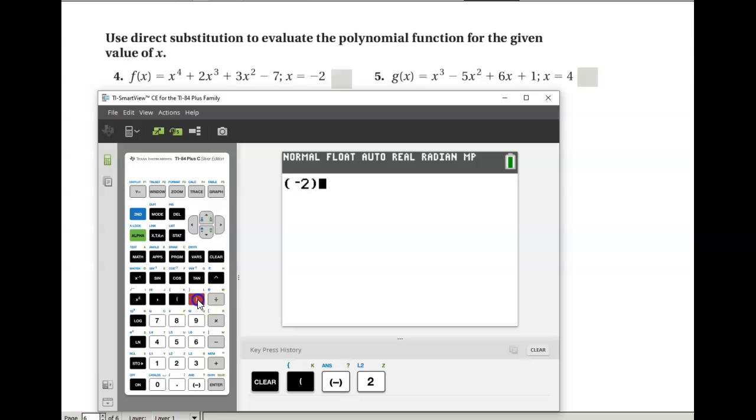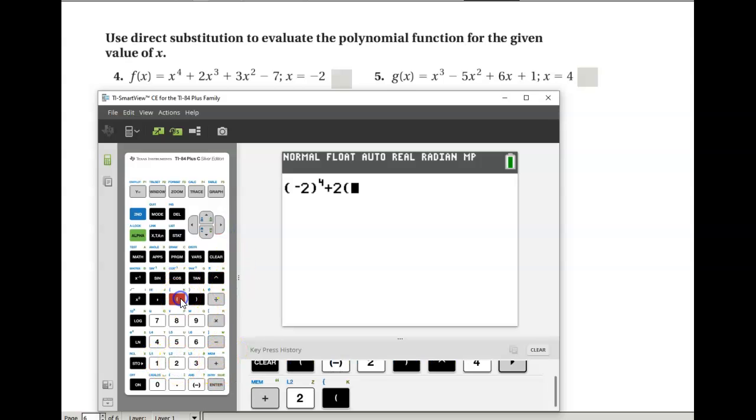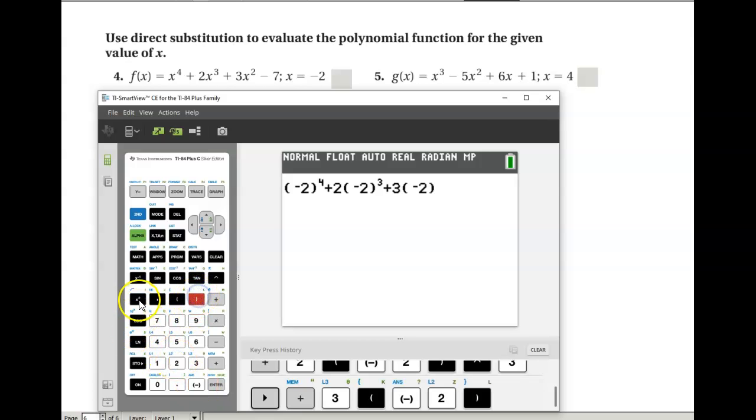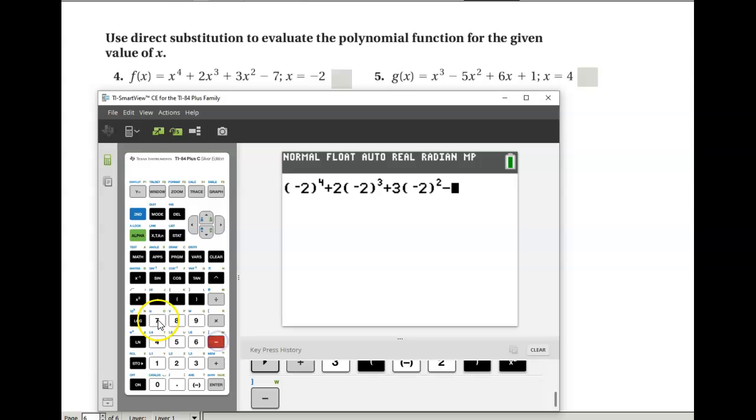So I'm going negative 2. This is going to be raised to the 4th. And then I have plus 2 times parentheses, and that's going to be negative 2. And that's also raised to the 3rd power, plus 3, plug it in negative 2 squared, and then minus 7. So when I evaluate with direct substitution, we should get 5 as our answer.